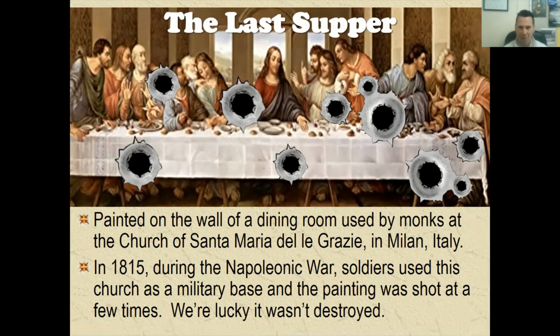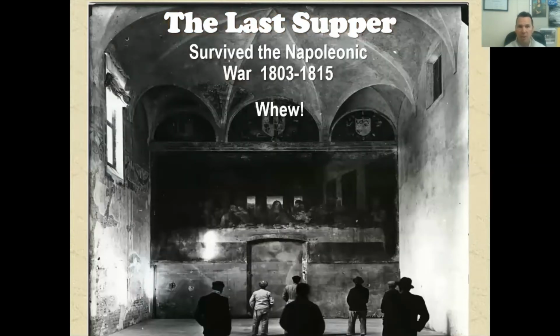So it was painted on a wall, really big wall, in a dining room used by monks at the church in Milan, Italy. And in 1815, during the Napoleonic War, they were very worried about this painting getting destroyed, right, during the war. Well, soldiers actually moved into this church and used it as a military base, and they fired shots at the 12 apostles and Jesus on the wall as target practice. We're lucky it wasn't totally destroyed. Here's a picture of it right after the Napoleonic War, a black and white picture because it was a long time ago. And look at that, still surviving.